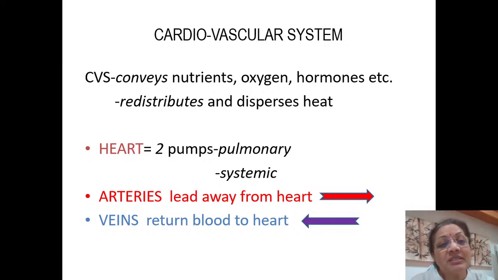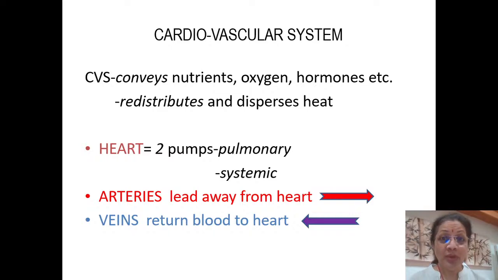Your cardiovascular system conveys nutrients, oxygen, hormones, etc. to everyone and everything, all living tissues in your body. And it redistributes and disperses heat. It's an extremely important thermoregulatory component. The organ which is bringing about heat dissipation is the skin, but the blood supply to the skin is what is going to allow this dispersal of heat.